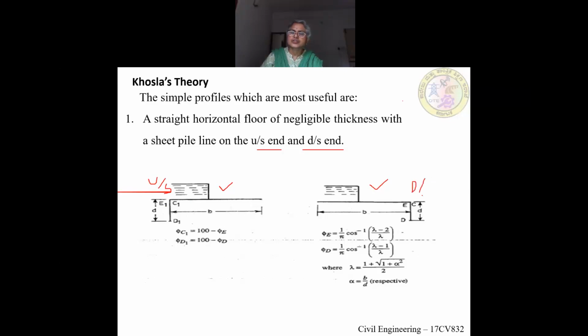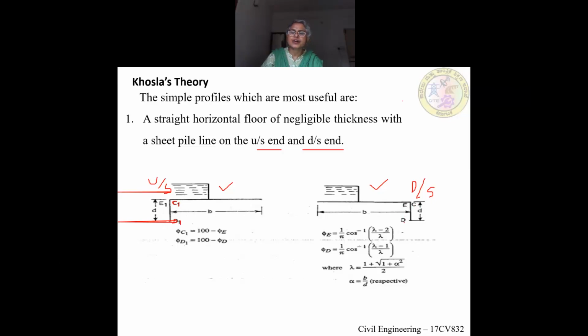Downstream side. So a sheet pile profile is considered on the upstream side and on the downstream side. The key points are noted down. Here they are taken as C1, D1, E1. You remember this? So the key points are denoted as C1, D1. C at the top, D1 here, E1 here. Then again here it is taken as C, E, and D.